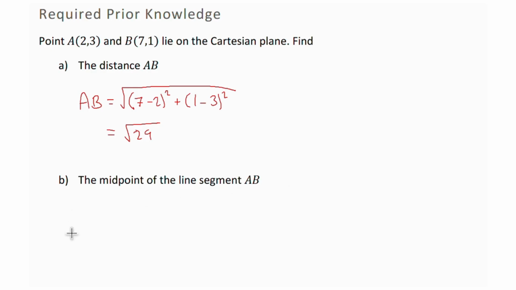For the midpoint of the line segment, M is equal to the average of the x values, which is 2 plus 7 divided by 2, x1 plus x2 divided by 2, and the average of the y values, y1 plus y2 divided by 2, which gives us an answer of 9 over 2 and 4 over 2, or 2, for the midpoint.